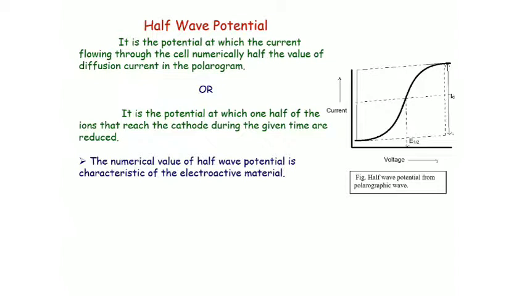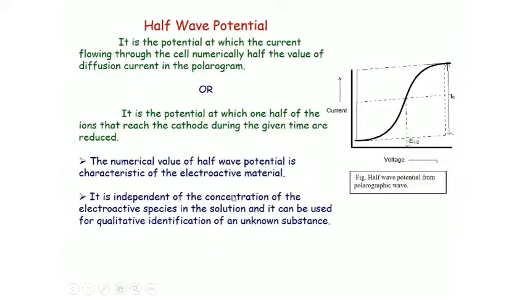So it is useful for qualitative analysis, and it is independent of the concentration of the electroactive species. The half wave potential is independent of the concentration, and it can be used for qualitative identification of an unknown substance. Why is the half wave potential important? Because it is a characteristic value of the electroactive material, and it is useful for the qualitative identification of unknown substances.